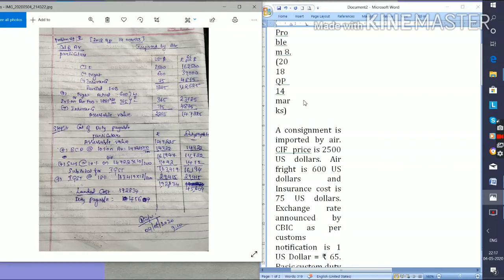Now again we will see a problem relating to custom duty payable. In the script, that is problem number 8. It is a 2018 question paper, 14 marks. A very simple problem and there are not many adjustments.